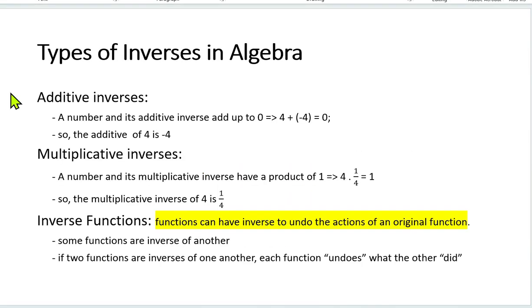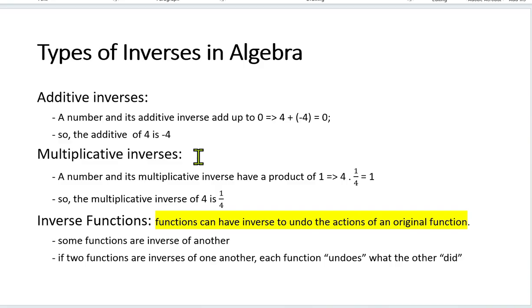There are types of inverse in algebra: additive inverse and multiplicative inverse. This is simple. Addition is just from 0 to add 4. Then we want to undo it by taking minus 4, so we make it 0. Meaning that the additive inverse of 4 is minus 4.